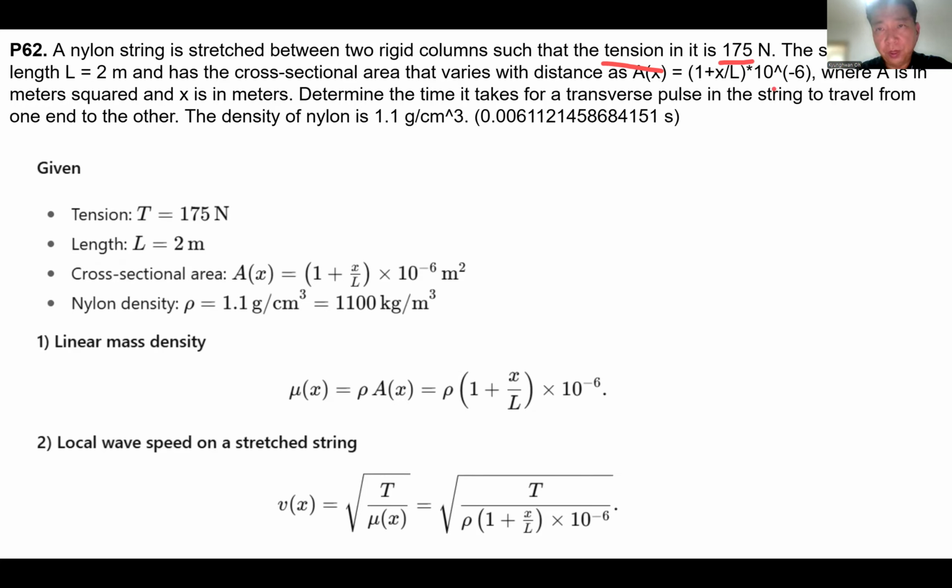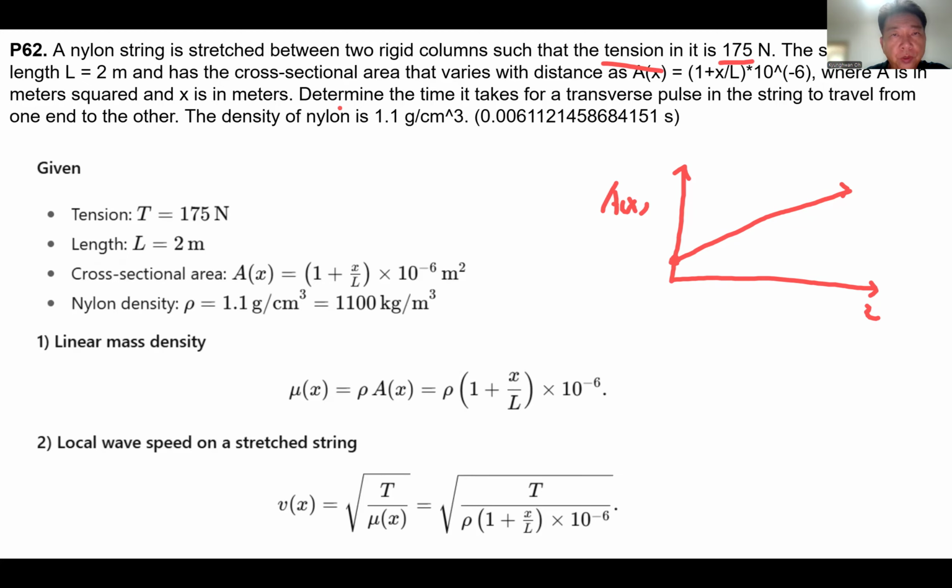So that means if x equals 0, A(x) looks like a certain value here, and then it is increasing. It's a function of x. So the thickness is increasing with x, right? Determine the time it takes for a transverse pulse in the string to travel from one end to the other.